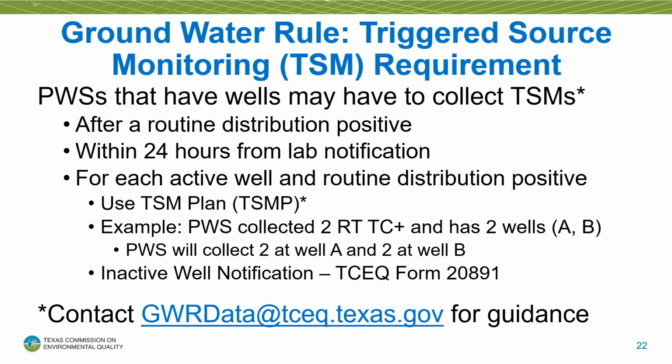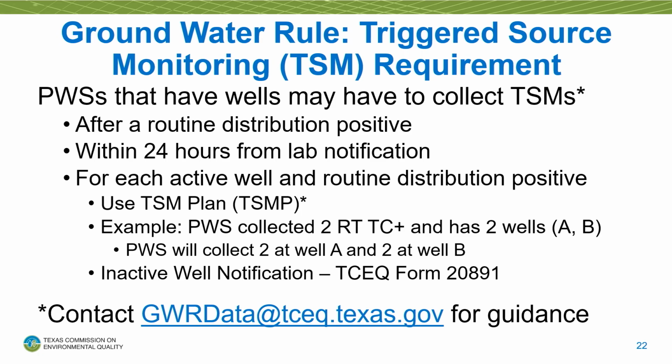Again, if you have several wells, this may be according to your triggered source monitoring plan, but if you are a smaller system with 1 or 2 wells, this information should be listed on your SSP. If you don't have any active wells, you'll have to fill out the inactive well notification form, or the TCEQ form 20891, and submit that to the Groundwater Rule team so they can be aware of that, and you can avoid any further compliance actions in the event that they notice you didn't collect from the raw well.